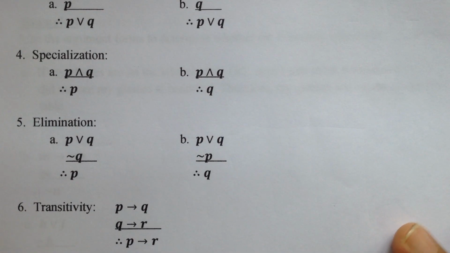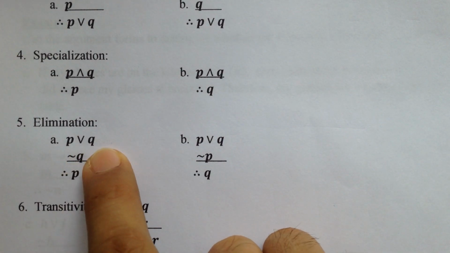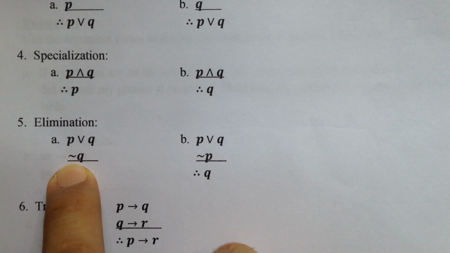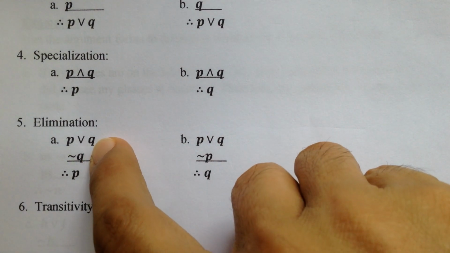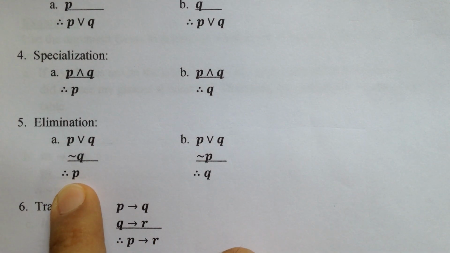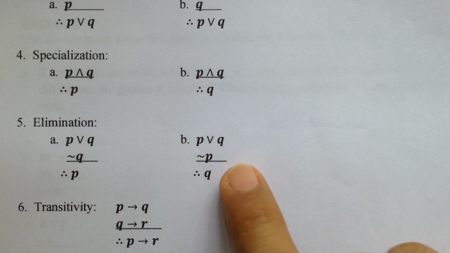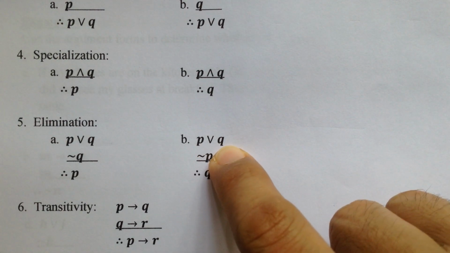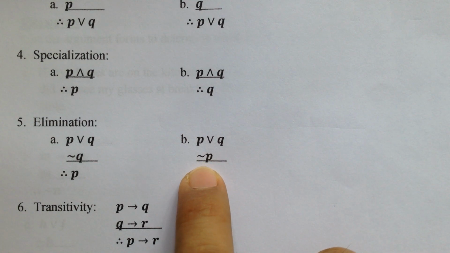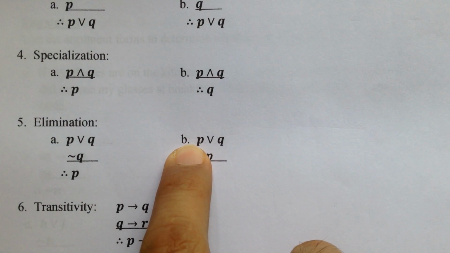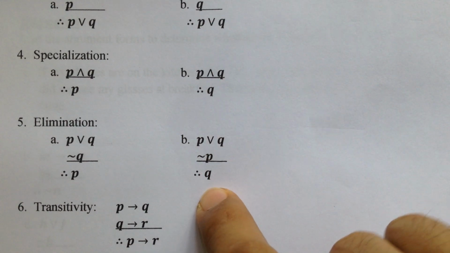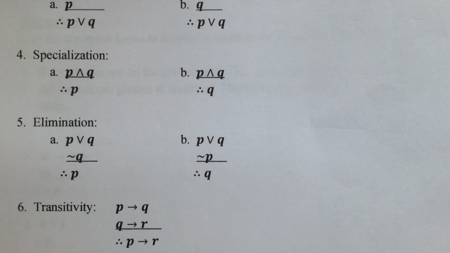Then we have elimination. You have P or Q to be true, but negation of Q is true, so that means that Q here is false. So that leaves you to conclude that P is true. That's why the correct conclusion is P. Also here, if P or Q is true as a premise, and negation of P is true, because that's a premise, that means that your P is false. So that leaves only one possible truth value for Q, which is true. That's why the correct conclusion is Q.